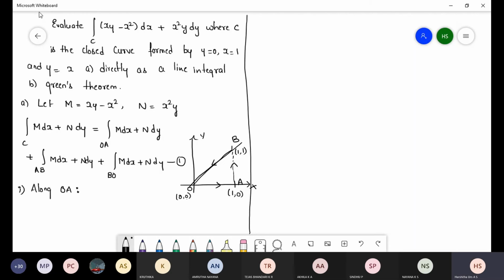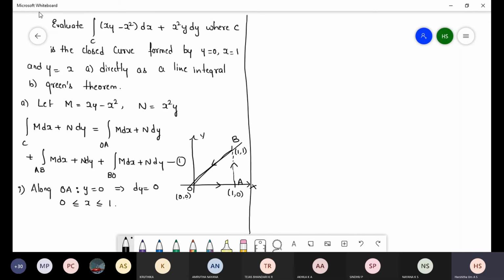Which is the common point? Zero. Yes, zero means you have to mention which term. y is equal to 0, so differentiation of y is dy is equal to 0. So x varies from 0 less than or equal to x less than or equal to 1.